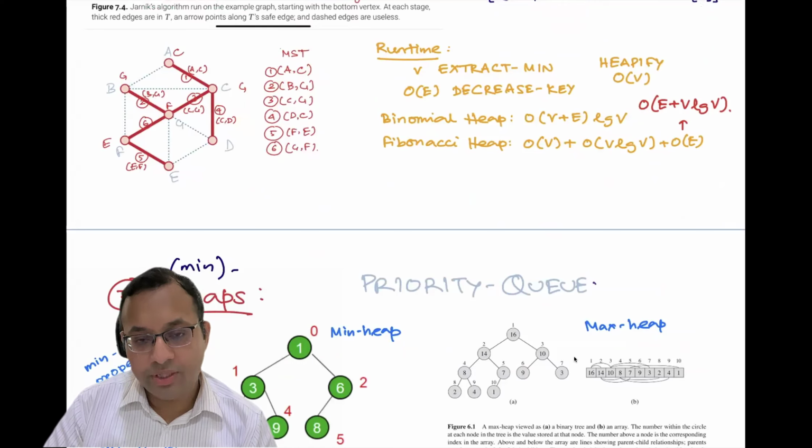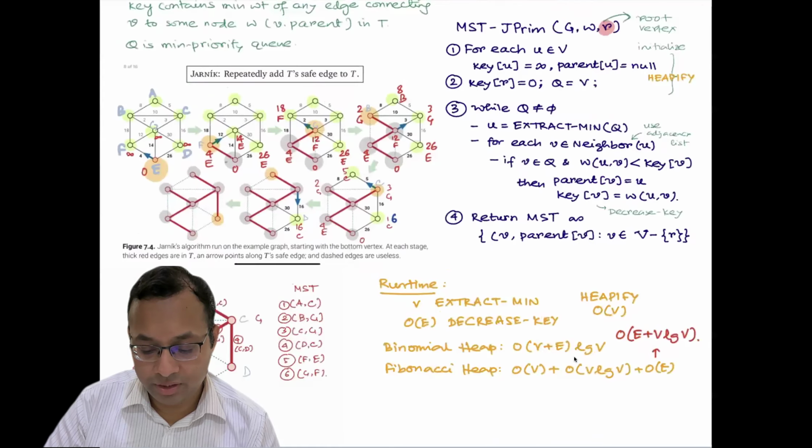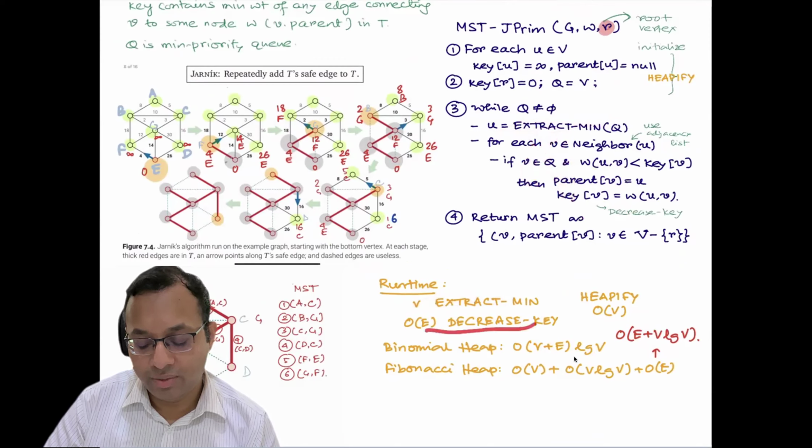Now, about the runtime, we see there are V extract min operations being done, and Heapify will take order V time, and there are order E decrease keys happening. So this operation, extract min, we are doing V number of times. Each vertex is extracted only once. And for each edge, we are checking this fact. So decrease key can be done order E times. Now, as I mentioned, for binomial heap, this will take log V time. This will also take V log V time. So overall, it will take (V plus E) log V.